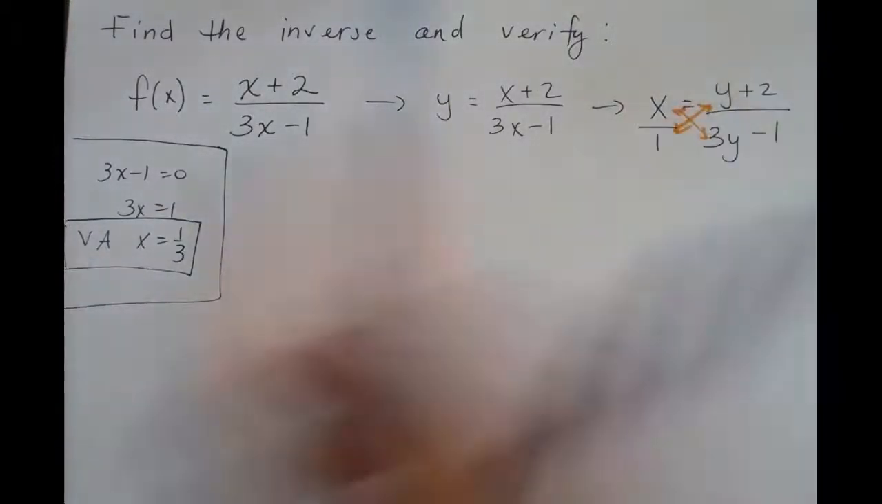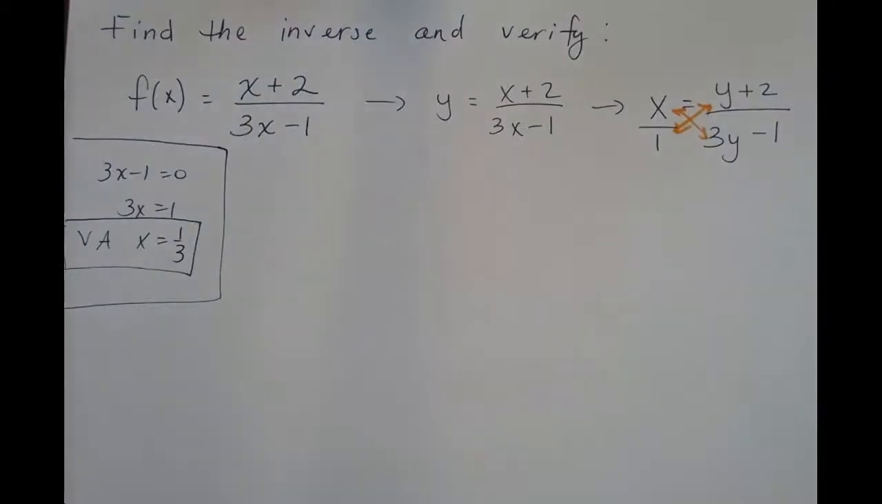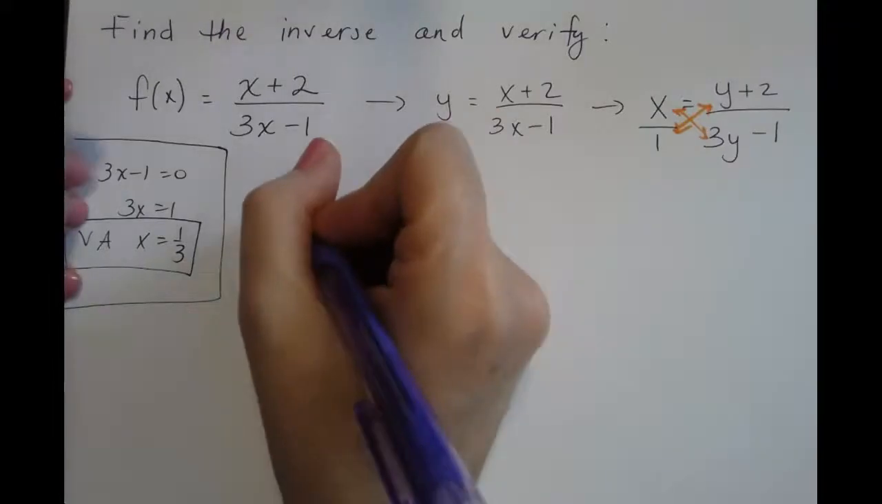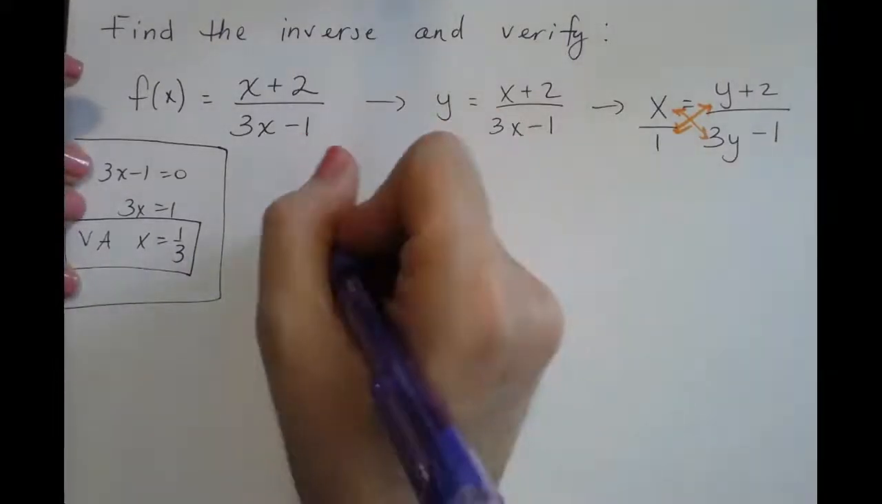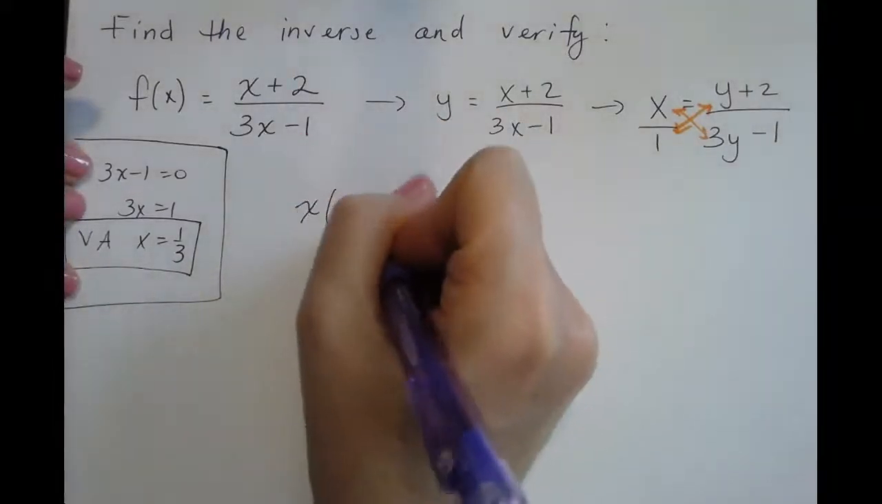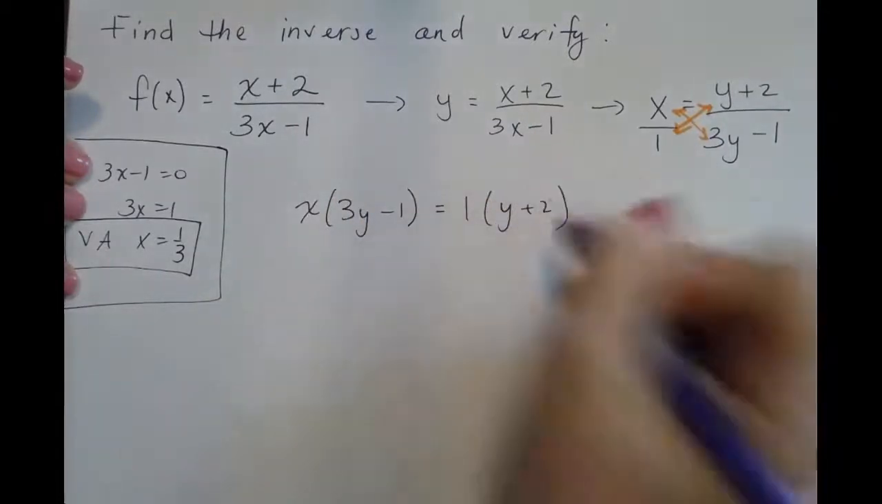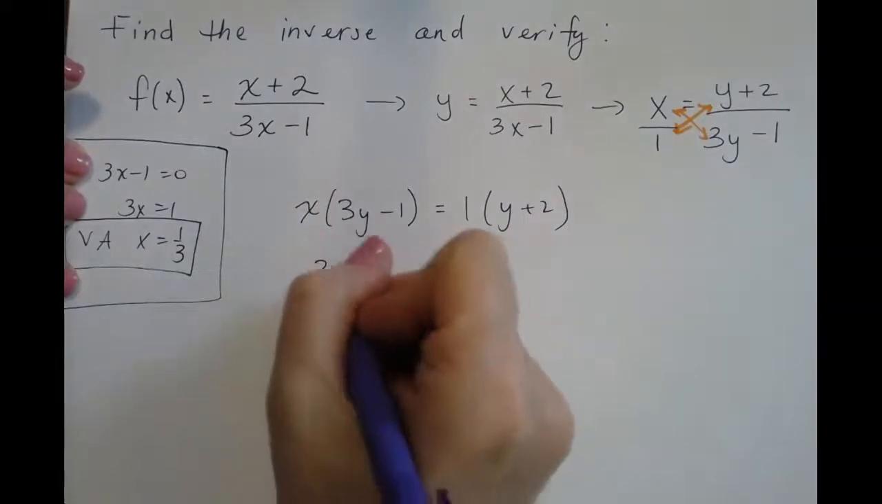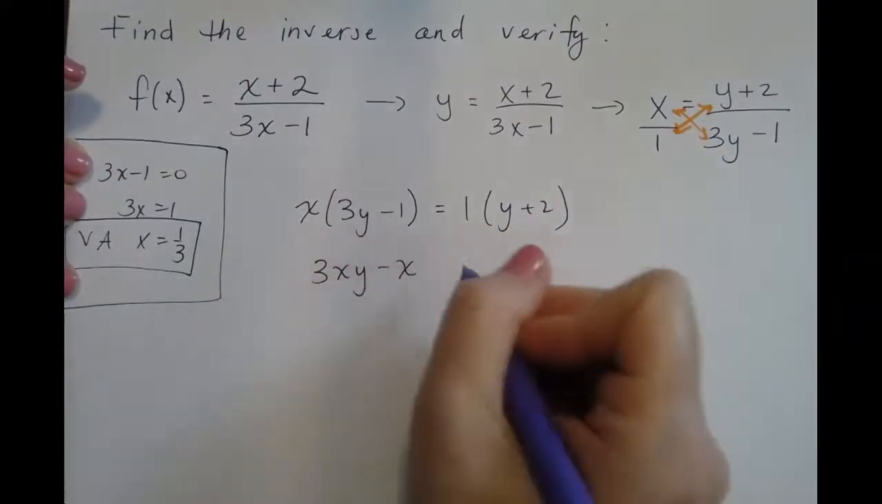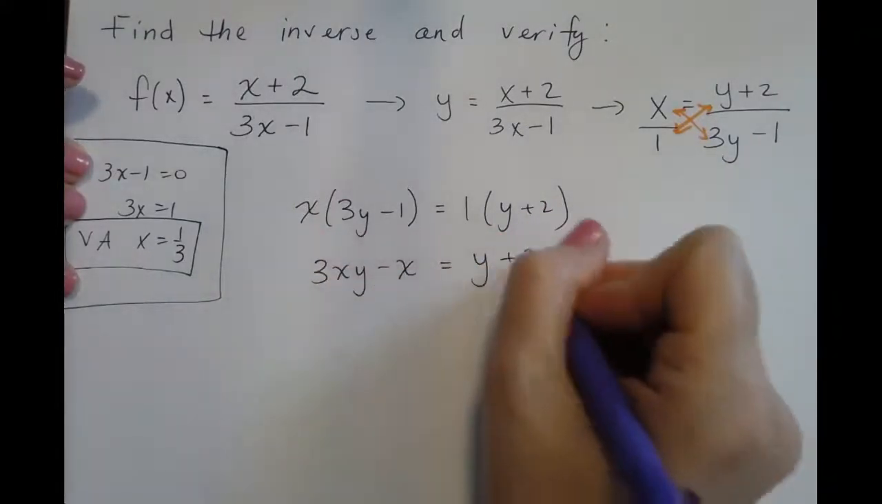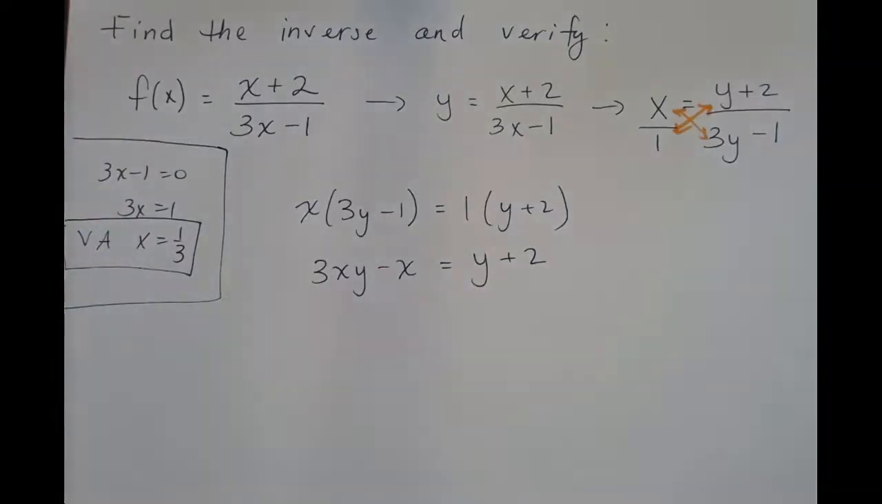I cross multiply over an equal sign and only over an equal sign. So we end up with, and I'm moving over here to the left, x times 3y minus 1 equals 1 times y plus 2. So 3xy minus x equals y plus 2.